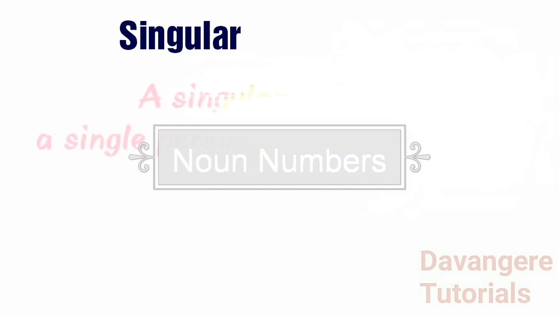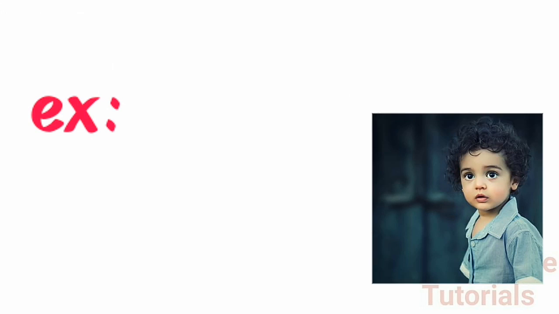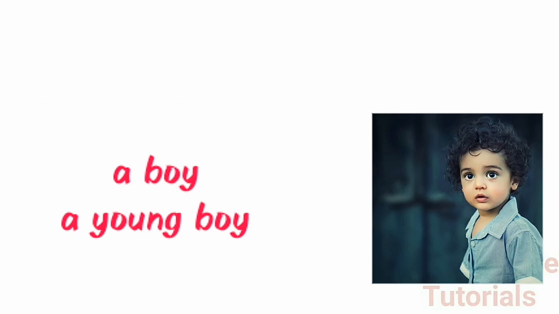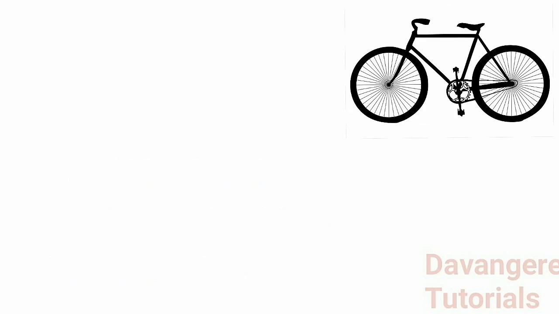Dear friends, let's learn about singular. A singular refers to a single person, animal or thing. Let's see some examples. You can see a boy over there, a young boy. Here a boy is a singular. In a similar way, a woman is sitting on a bench under a tree.